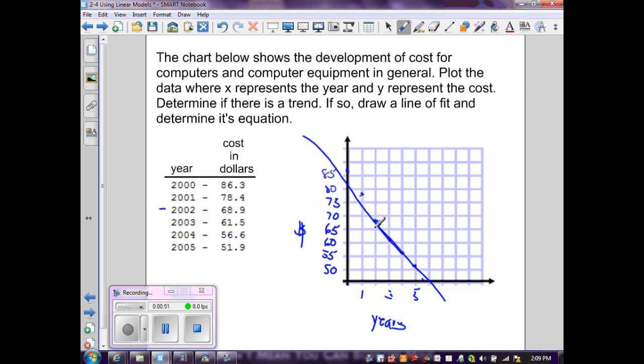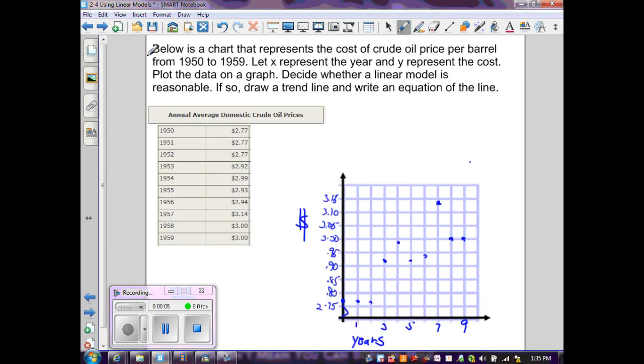The trend lines can be a little bit different because we get to choose the 2 points to create that trend line. Just try to be as close as possible. Let's look at an example for a trend line. Below is a chart that represents the cost of crude oil price per barrel from 1950 to 1959. Let X represent the year and Y represent the cost. Plot the data on a graph. Decide whether a linear model is reasonable, and if so, draw a trend line and write an equation of the line.